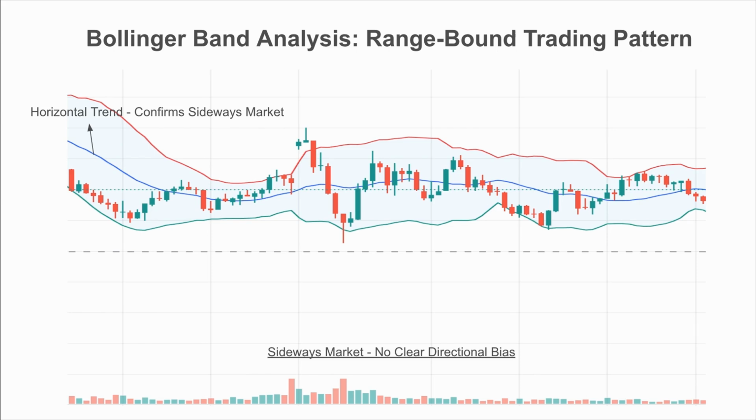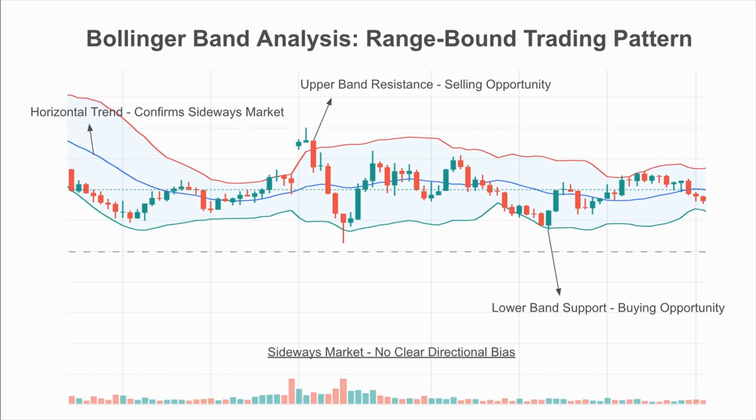Look at these multiple tests of the lower band that resulted in bounces, indicating support. When prices touch the lower band and form green candles, it often signals potential buying opportunities. Similarly, these touches of the upper band led to reversals, suggesting resistance. These areas typically present potential selling opportunities in a range-bound market. Notice the relatively consistent width of the bands throughout most of the period, indicating stable volatility, typical of consolidation phases.